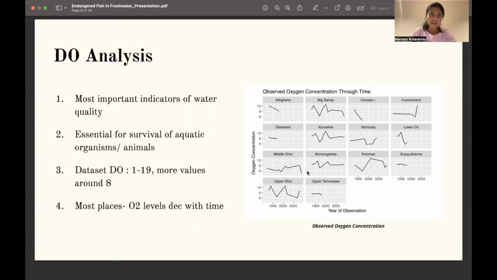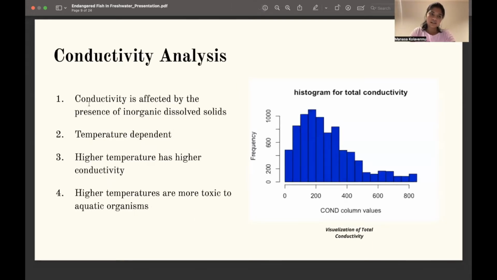organisms directly. And coming to conductivity analysis, conductivity is affected by the presence of inorganic dissolved solids like nitrate, phosphate, sulfate, etc. And it is directly dependent on temperature. As the temperature increases, the conductivity of the water increases, and it will directly affect the life of aquatic organisms. By this histogram, we can observe the total conductivity of the water. And next, the other components will be explained by Mahendra.